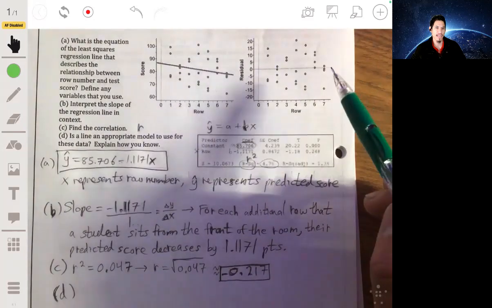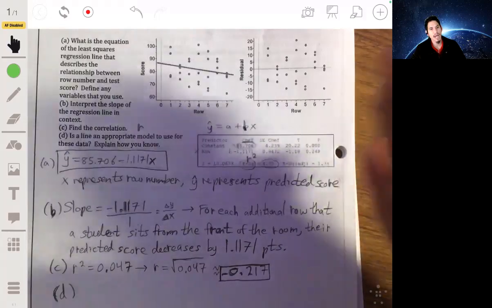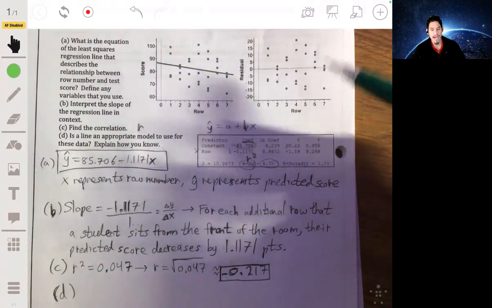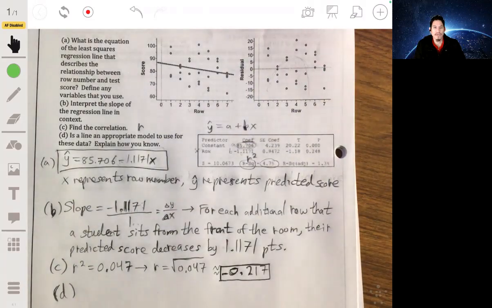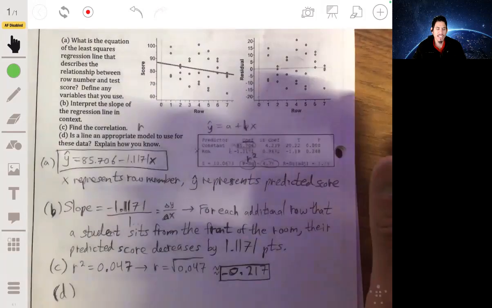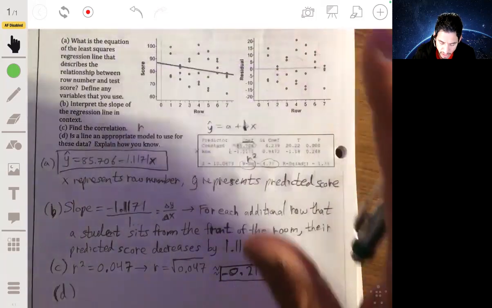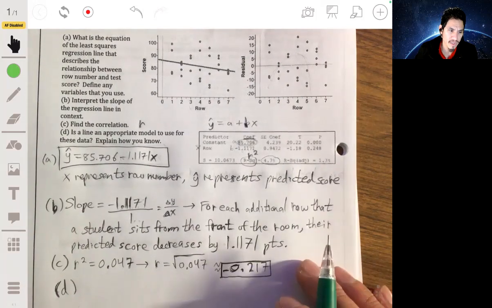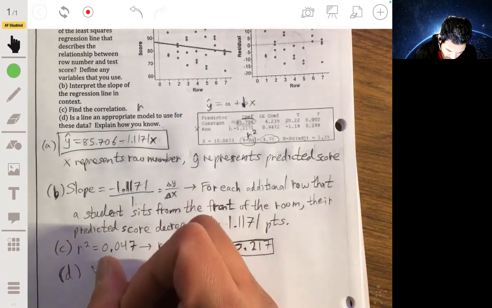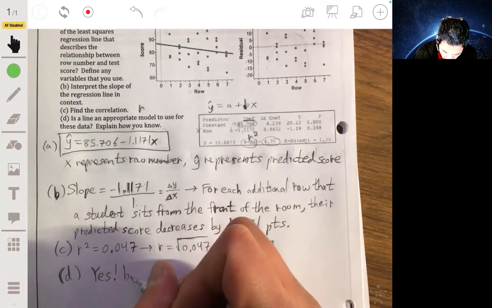So what we do is we make a residual plot, and if the residual plot shows random scatter, with no obvious pattern, then we're good. We don't want a pattern. We want a mess of points, and that's what we got here. We got a mess of points, no obvious pattern in the residual plot. So it will be okay to use a least squares regression line for this data. So we will say yes, because there's no obvious pattern in the residual plot.